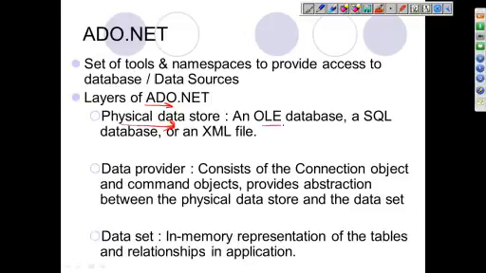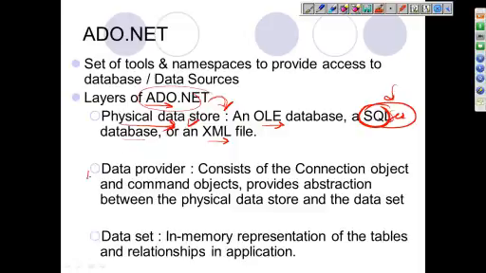Physical data store. It can be any data store. It can be OLE database, your MS Access, even Excel. It can be a SQL database. It can be a flat source also, like an XML file. So with ADO.NET classes, you can communicate with any kind of physical data store. There are different providers for it. For each and every data store, there will be a different provider, or basically in our programming term, a different namespace. But here, our focus will be SQL Server, because this is the most popular one, which is always used with .NET.